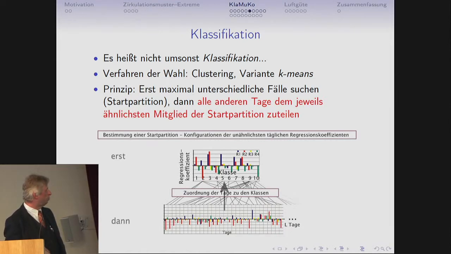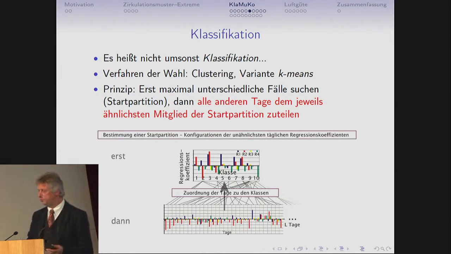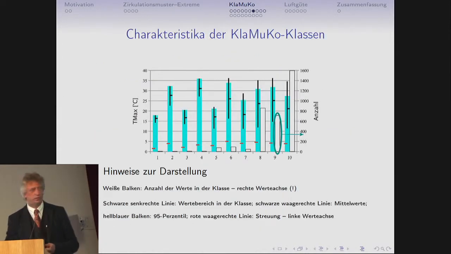And then you look, for each day, which of the 10 maximally different cases it fits best. You look where the other ones belong to, and that way you create classes. In this chart you see a lot of things. The diagram is a kind of profile of the 10 resulting classes. So we have 10 different classes.